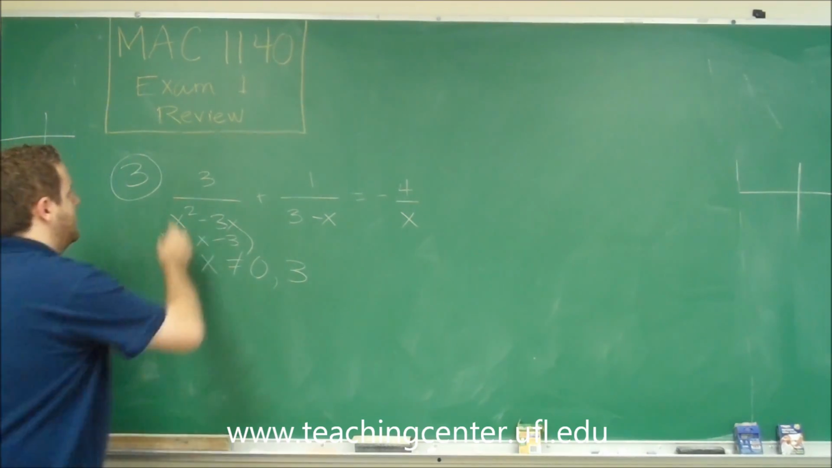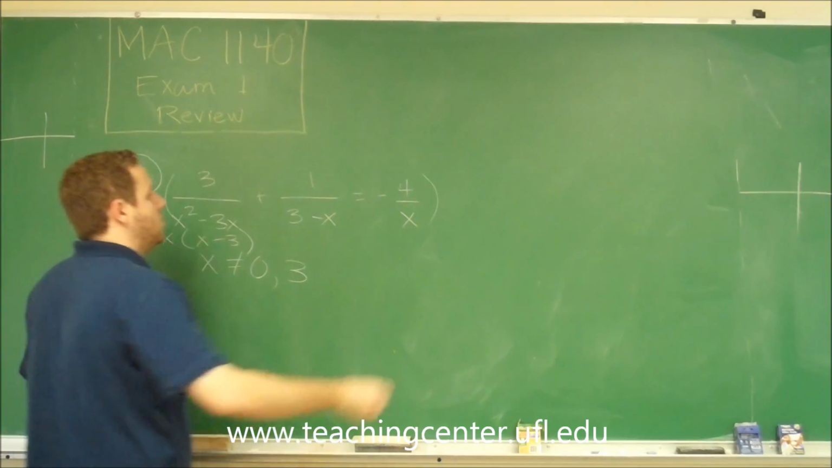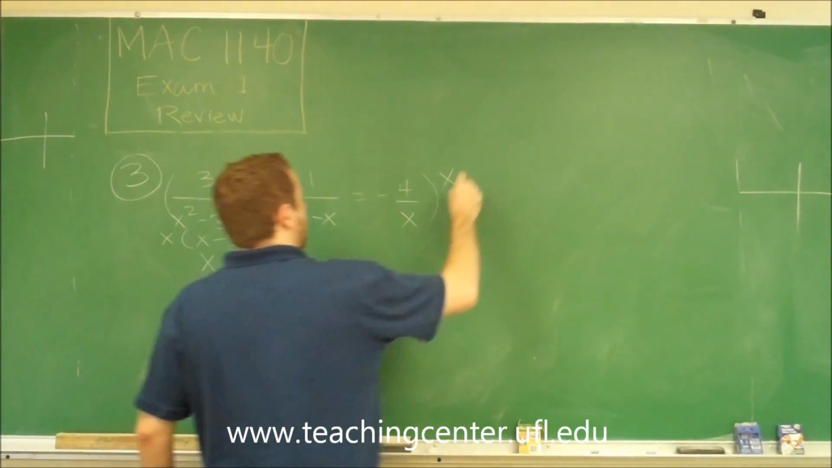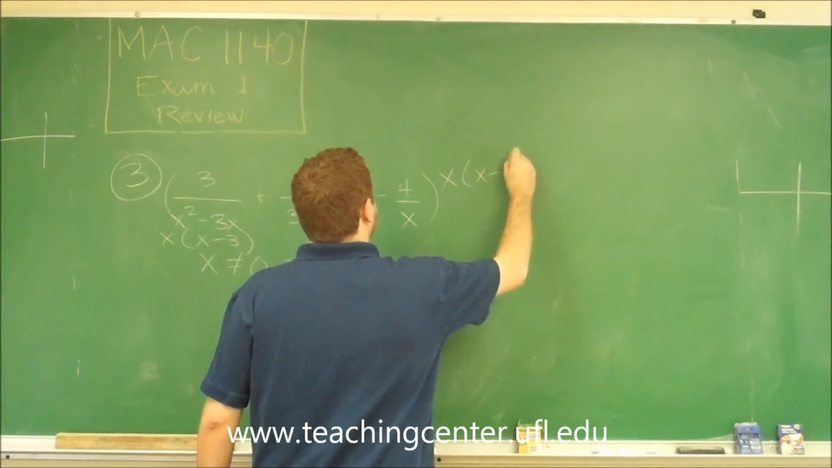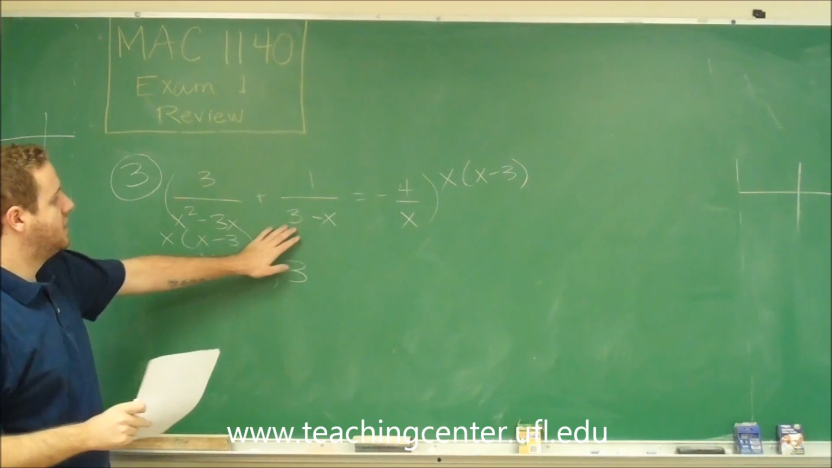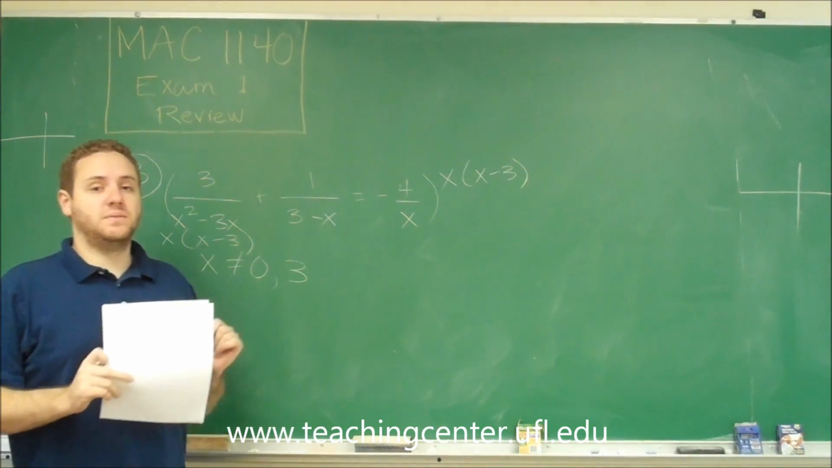Taking that into account, now we can get rid of all our denominators. Well, how can we do that? We can multiply by x, and we can multiply times x minus 3. That would get rid of all of these. Keep in mind, 3 minus x is just the opposite of x minus 3, so those would cancel out and leave a negative number.